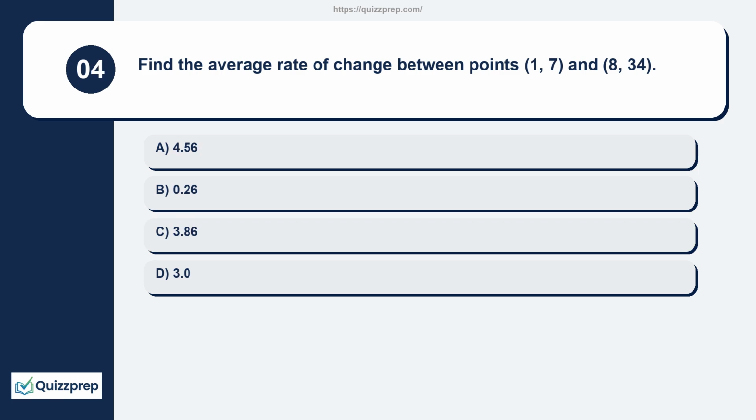Question 4. Find the average rate of change between points (1, 7) and (8, 34). 4.56, 0.26, 3.86, 3.0.